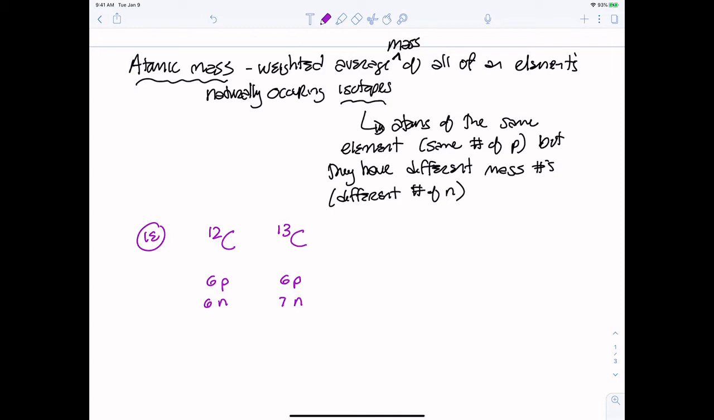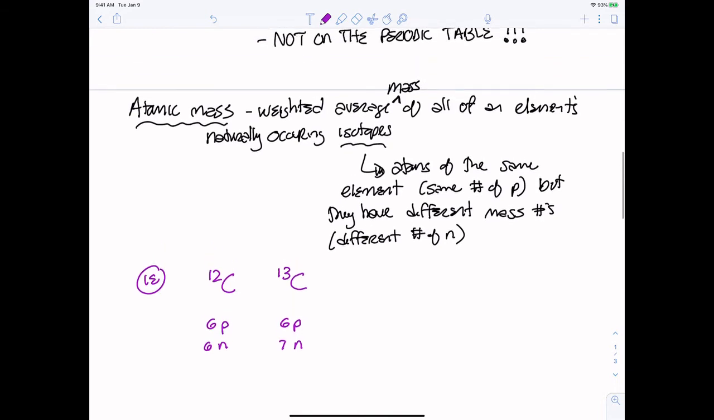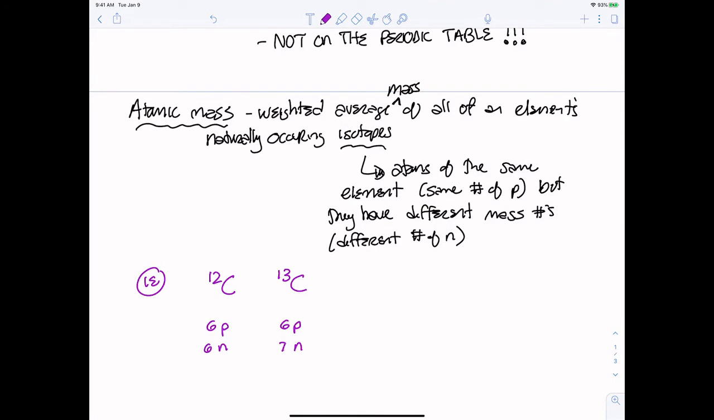That would be their relationship, right? They have the same number of protons, so they're both carbon atoms, but they have a different number of neutrons, so they have a different mass number. Because they have a different number of particles in their nucleus, they're going to actually have different masses, right? If we were to weigh them, if we were to get their mass, they're going to be different.